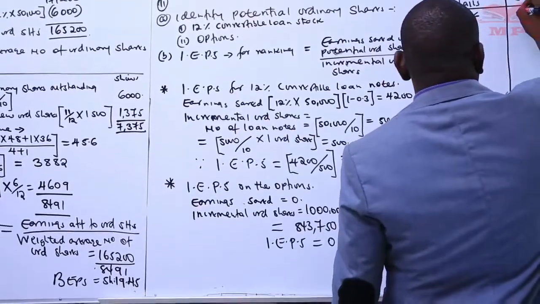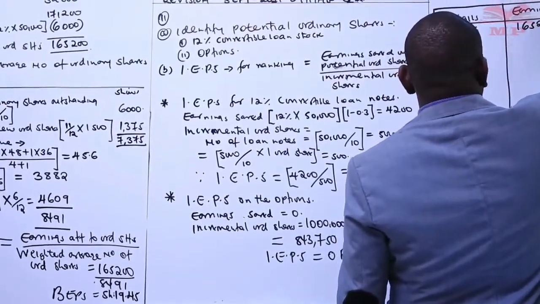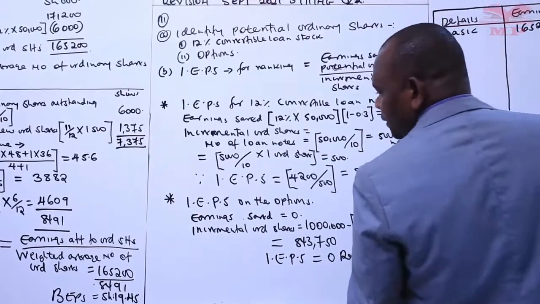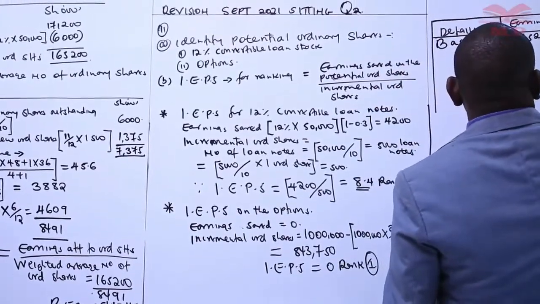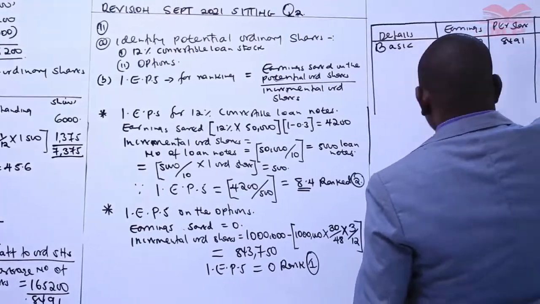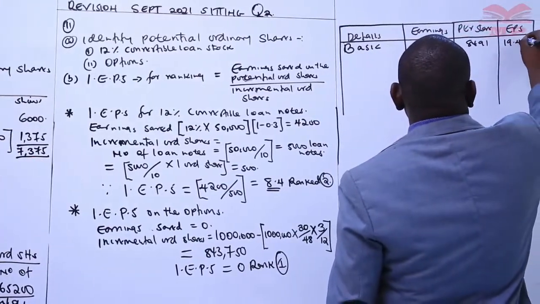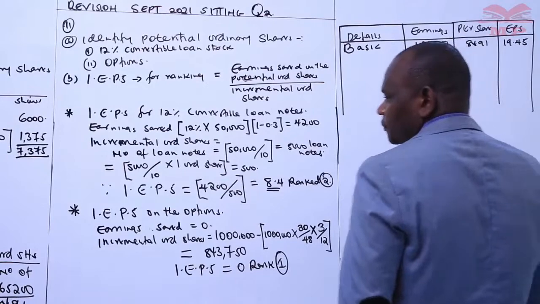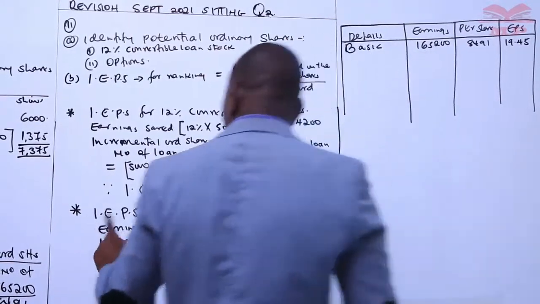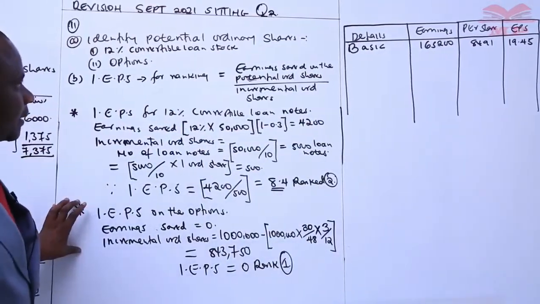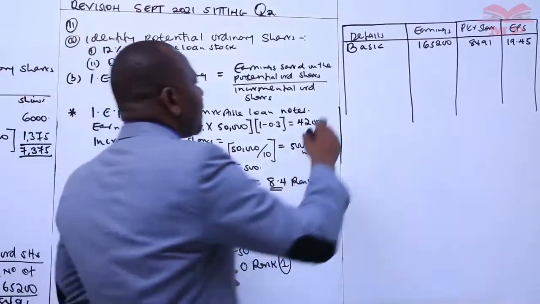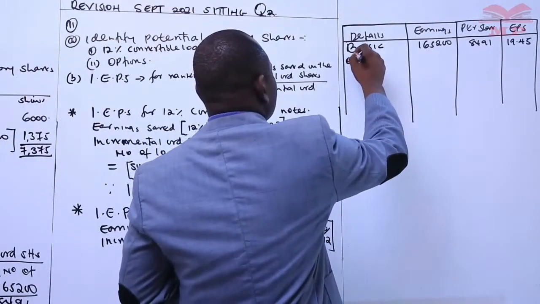Basic earnings was 165 and the shares were 8491, giving you 19.45. Then we start with the most dilutive. We start with the first ranking. So what is the impact of options?